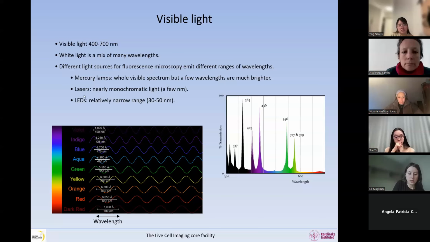And then we also have LEDs. Some of you may have LEDs, and these have a relatively narrow wavelength, but it's anyway much wider than a laser. So 30 to 50 nanometers, for example. So these are the light sources that we have normally on our microscopes.